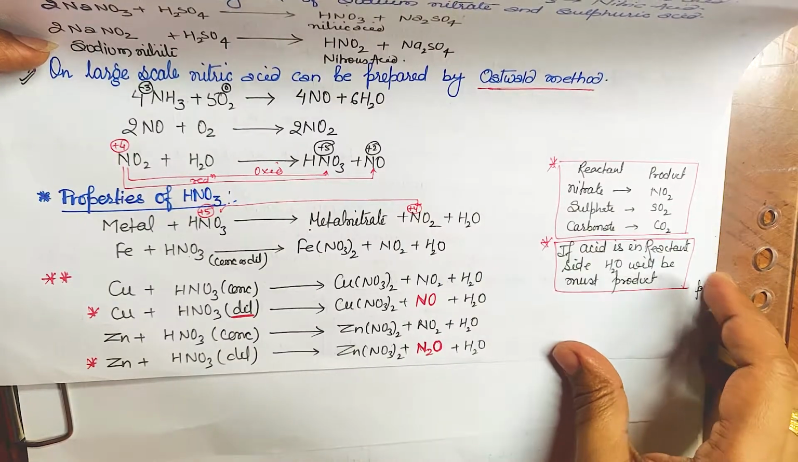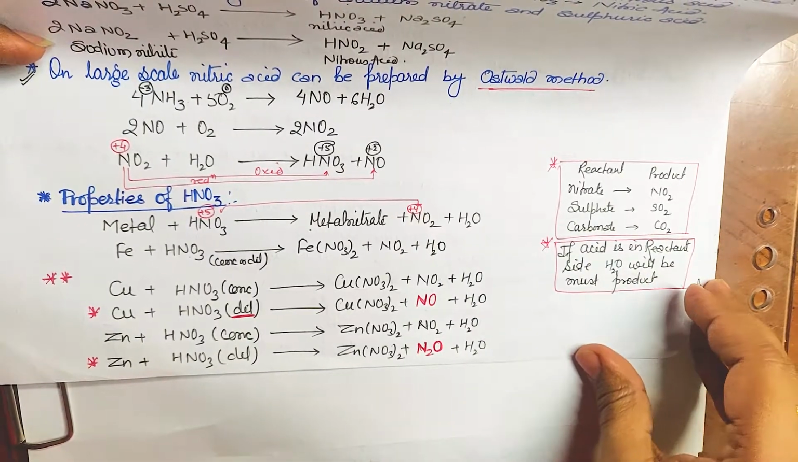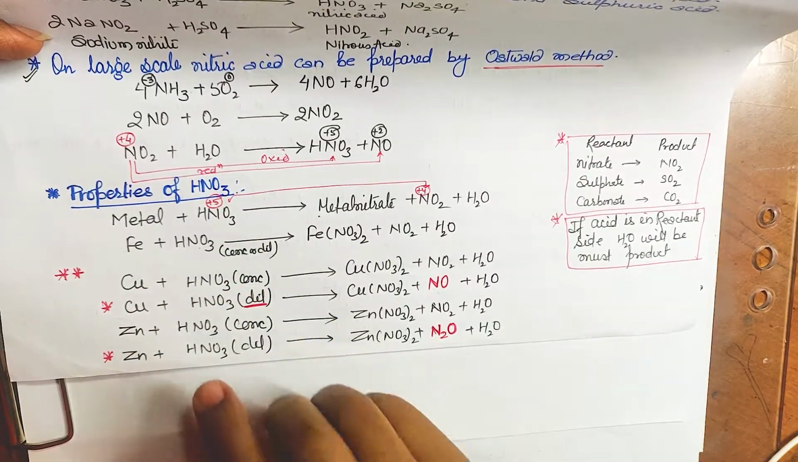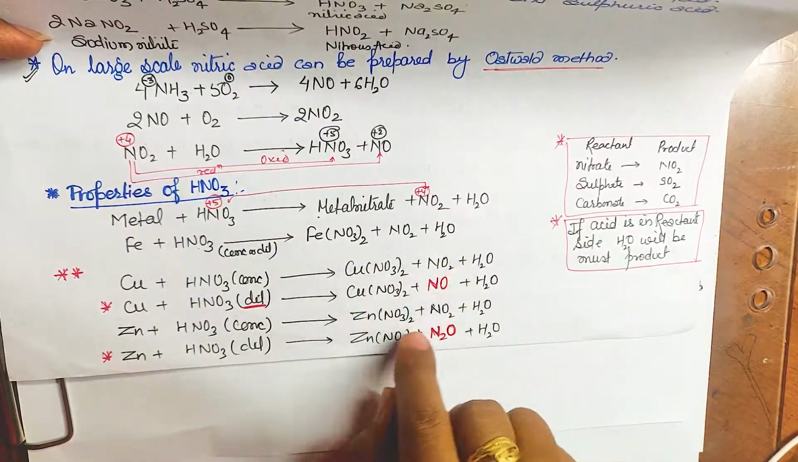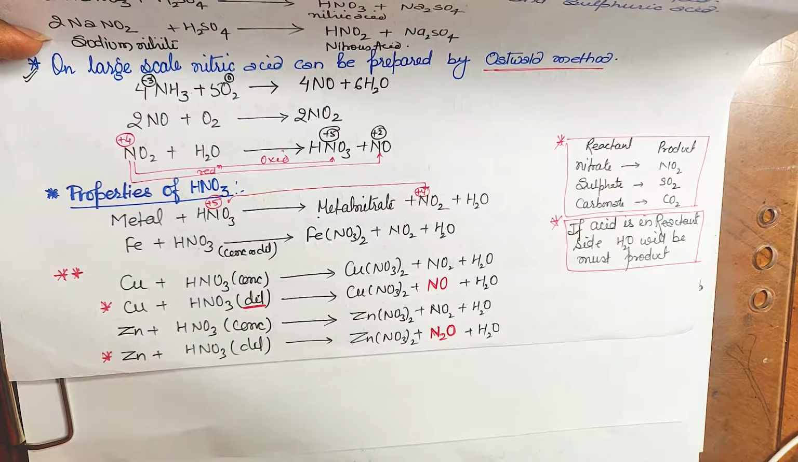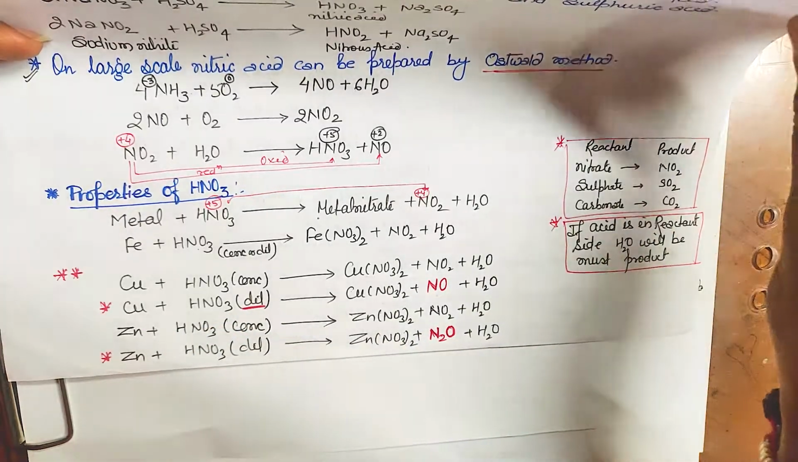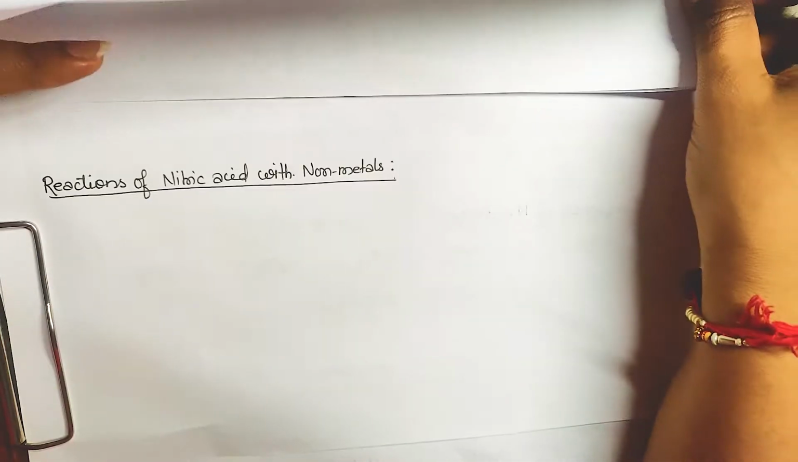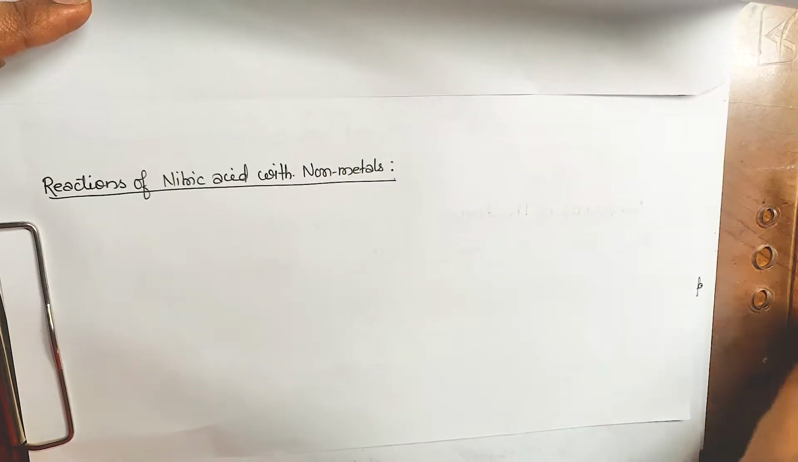So yes class, in the previous lecture we have done the reaction of HNO3 with the metals. I have given you the trick that you are supposed to learn. Now today we will start with the properties of HNO3, the reaction of HNO3 with non-metals. There also the same concept we have to apply.